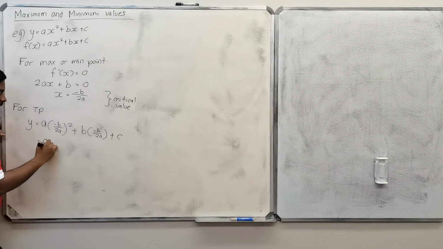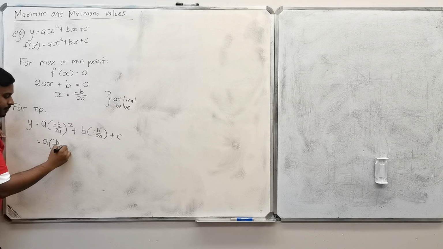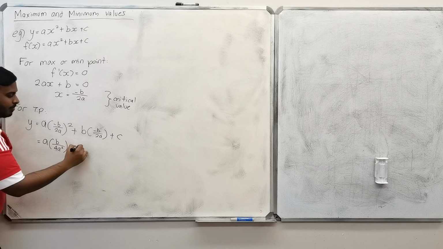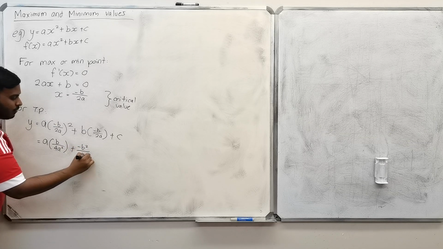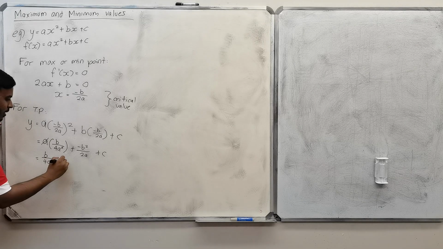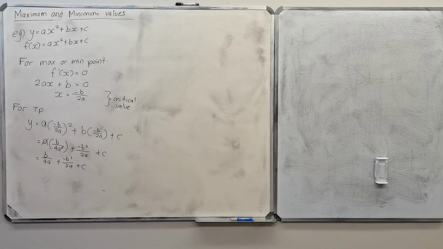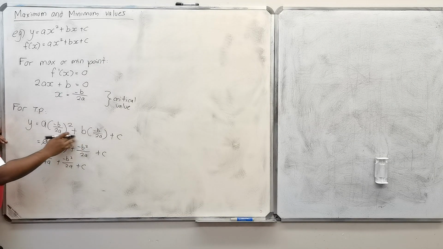So this would be a times b squared over (2a) squared, plus -b squared over 2a plus c. So this and that would cancel. You're left with b squared over 4a plus -b squared over 2a plus c. The first b, yeah. It's not a square.